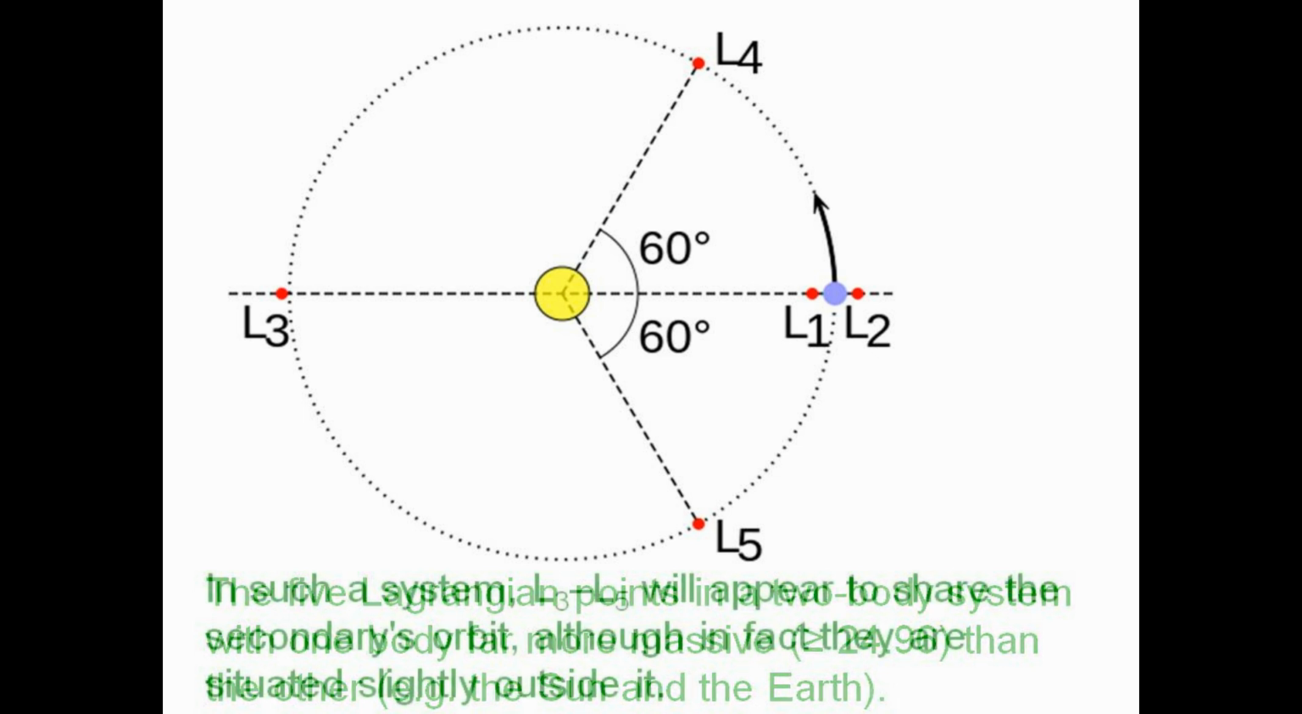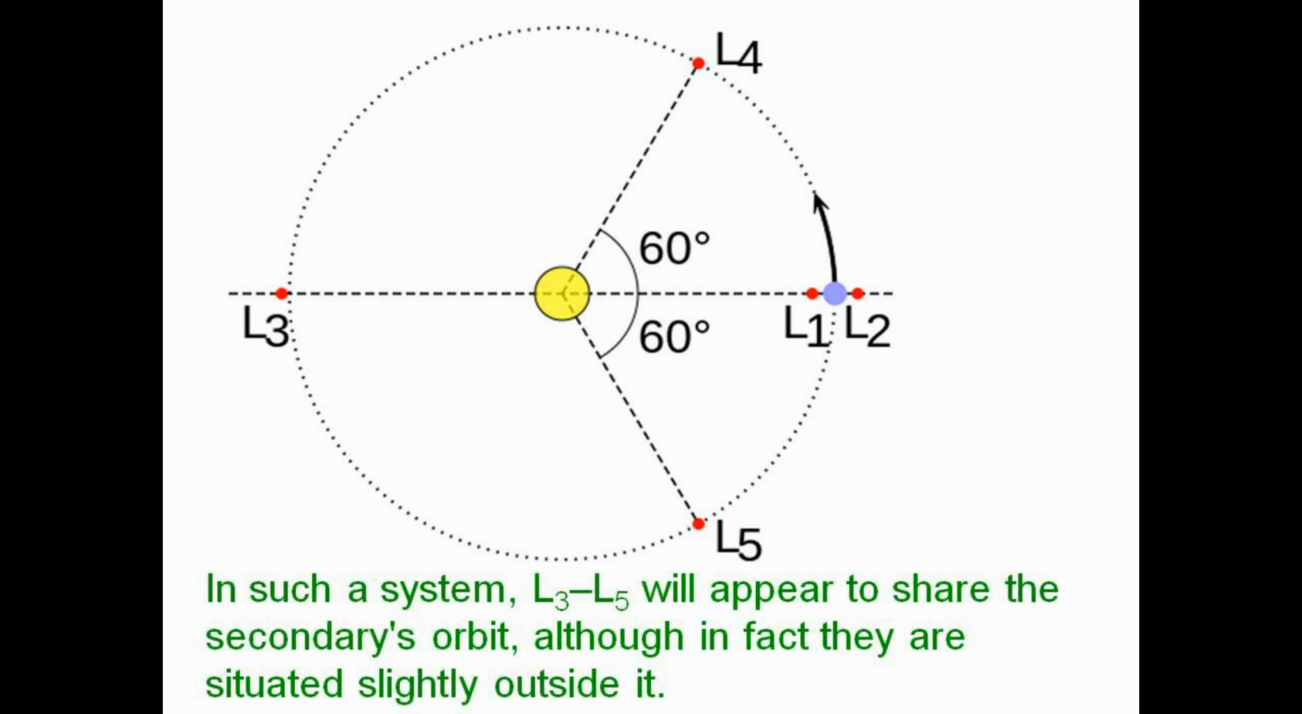Notice that at least the 3, you can see it, but also the 4 and 5 look like they're on the same path as the earth, but they're actually a little bit outside it. And we'll get to that after a little bit to see why that's the case. They follow at the same speed, but they're not exactly on the same track as the earth.